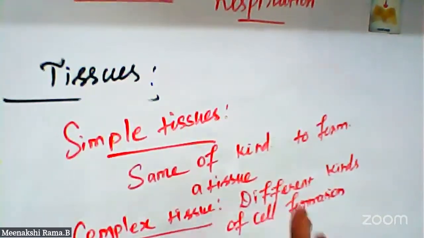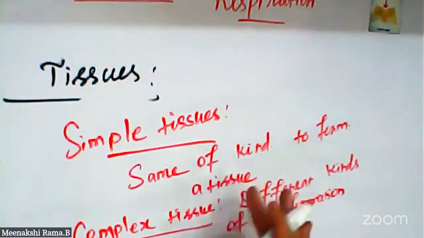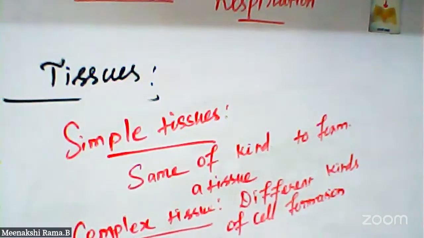So this is the explanation of simple tissue and complex tissue. Simple tissues are made up of the same kind of cells, the same type of cells. So that is called a simple tissue. Complex tissues are made up of different kinds of cells. So this is called a complex tissue.